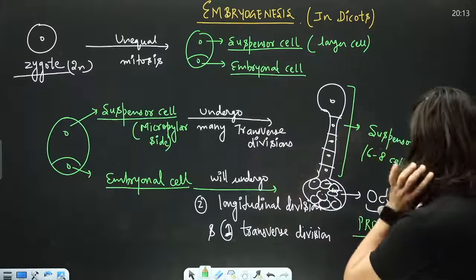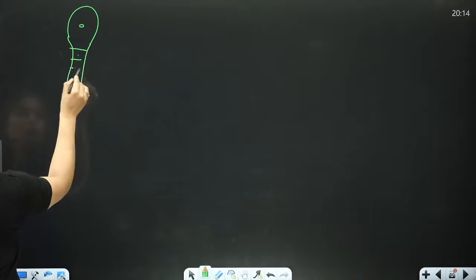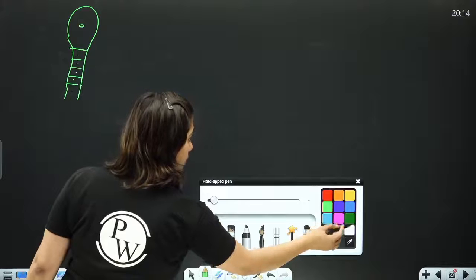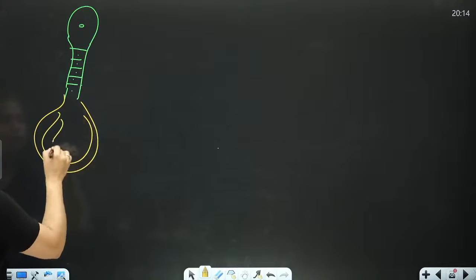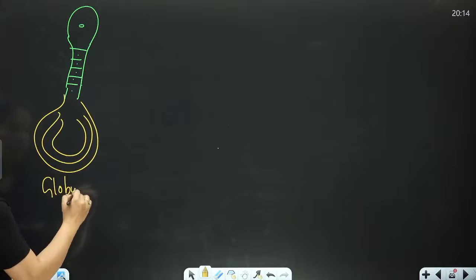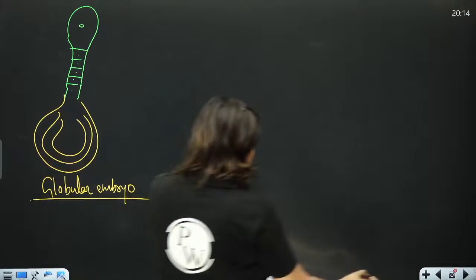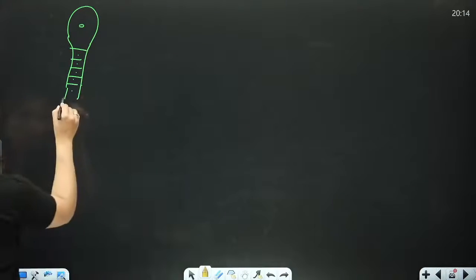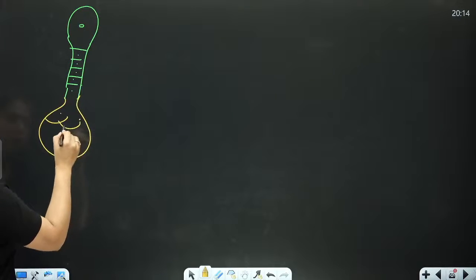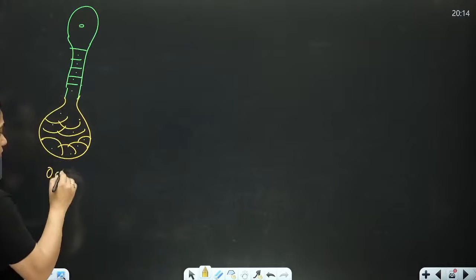Now, this octant, the suspensor will remain like this, but in the octant, many divisions will occur and it will form a globular embryo. After pro-embryo, globular embryo will be formed. Okay. Oh, before that, let me tell you some important thing. Before telling you the globular embryo, let me tell you about the octant stage. So 1, 2, 3, 4 towards the upper side, 1, 2, 3, 4 towards the lower side. So this is an octant, right?